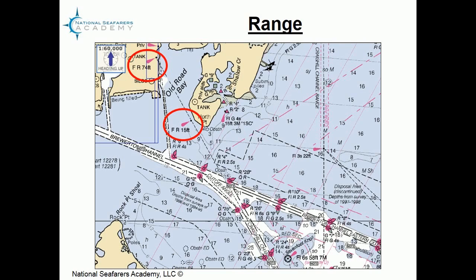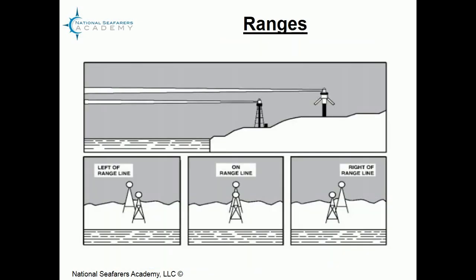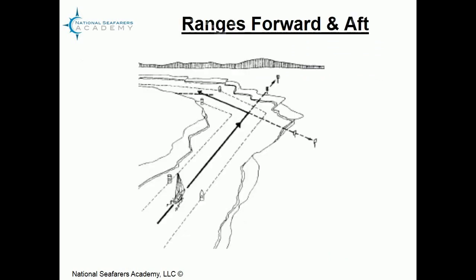Ranges typically display rectangular dayboards of various colors and are generally, but not always, lighted. When lighted, ranges may display lights of any color. You can use ranges to determine if you are left of range, on range, or right of range. The aft range marker is behind and above the forward range marker. You can use ranges in front of you or behind you.